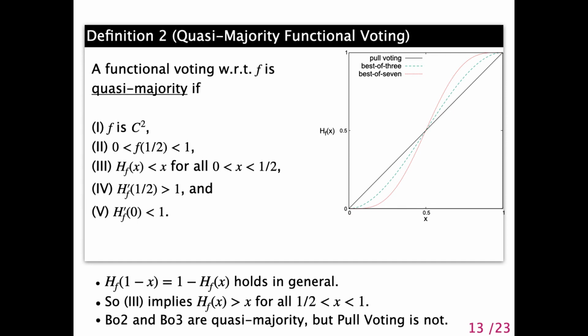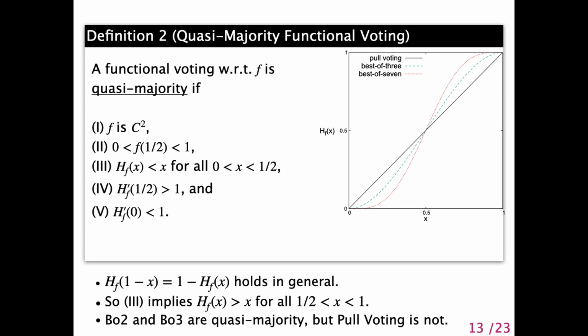Now we introduce a subclass of functional voting processes. Functional voting with respect to f is quasi-majority if it satisfies the 5 conditions below. First, the function f is smooth. And second, f of 1/2 lies between 0 and 1. These two conditions are due to technical reasons, and they are not so important here. The third condition requires that h_f(x) is less than x in the right half area. The fourth and fifth conditions are about the slope of h_f.